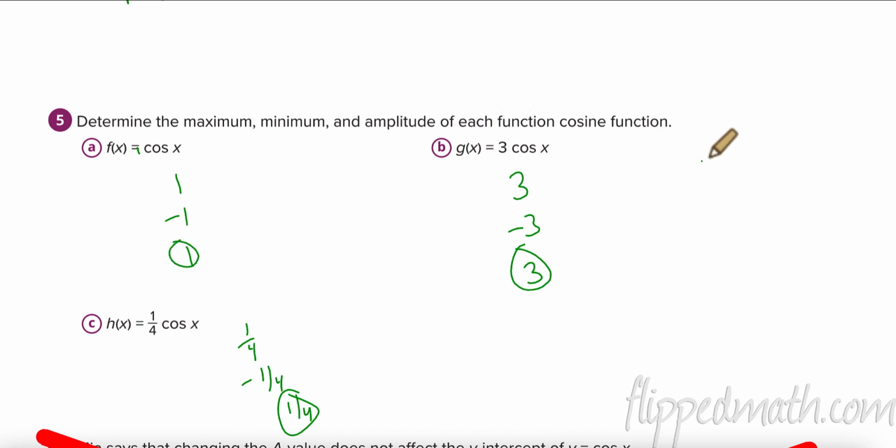Let's say I had this one. Negative 3 sine of x. My max would be 3. My min would be negative 3. My amplitude would be 3 because amplitude is always the absolute value. All right? That is awesome. Great job.